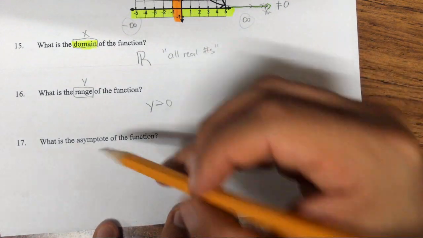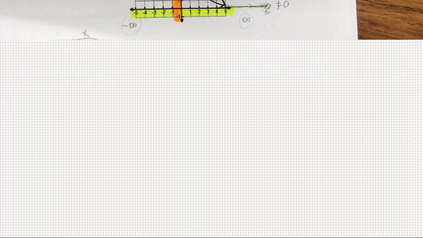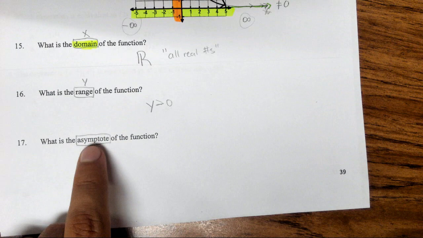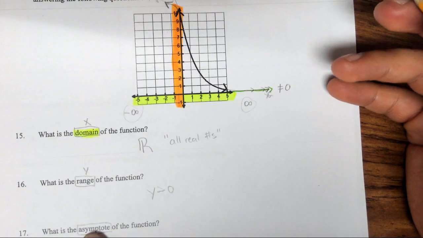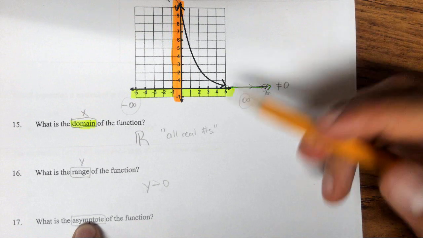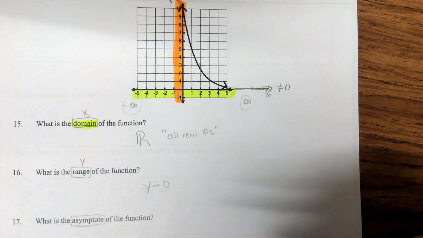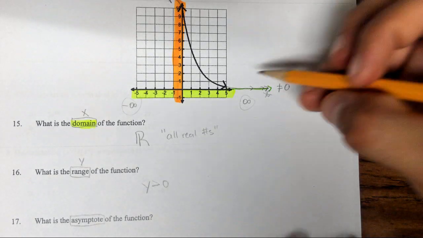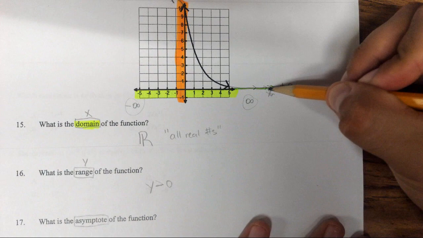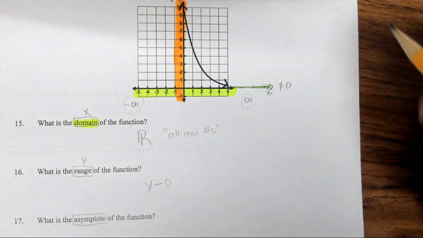The last one, number 17, it says, what is the asymptote of the function? Now, this is a fancy vocabulary word that we learned at some point, or you should have learned at some point with your teacher. And so asymptote, all that means is just an imaginary line that your graph is never, ever, ever going to cross. Okay? So again, that imaginary line right here is going to be this line right here, which we're going to go ahead and write two names for.